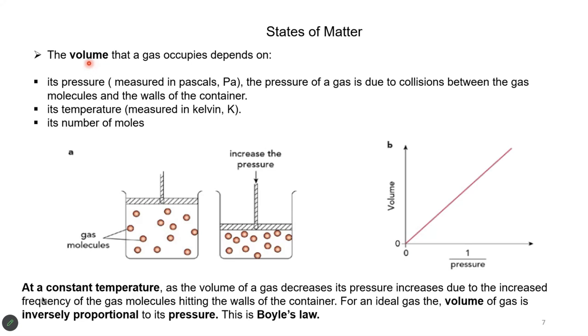You see, the volume of gas depends on its pressure, which is measured in Pascal, its temperature, which is measured in Kelvin, and the number of moles of the gas. So at constant temperature, the volume of gas is inversely proportional to its pressure. This is Boyle's law.